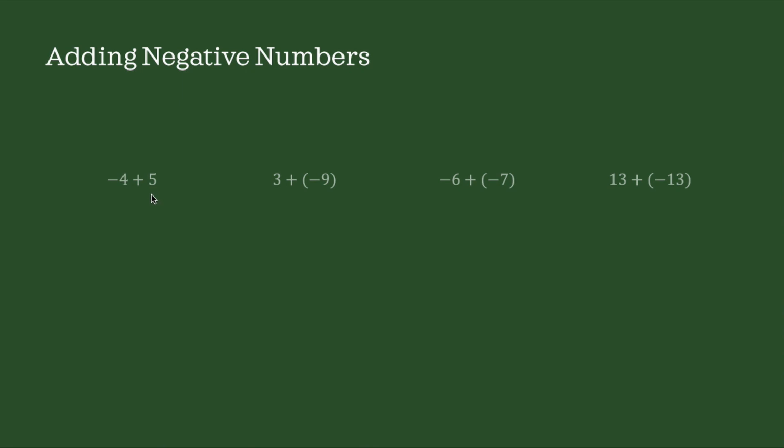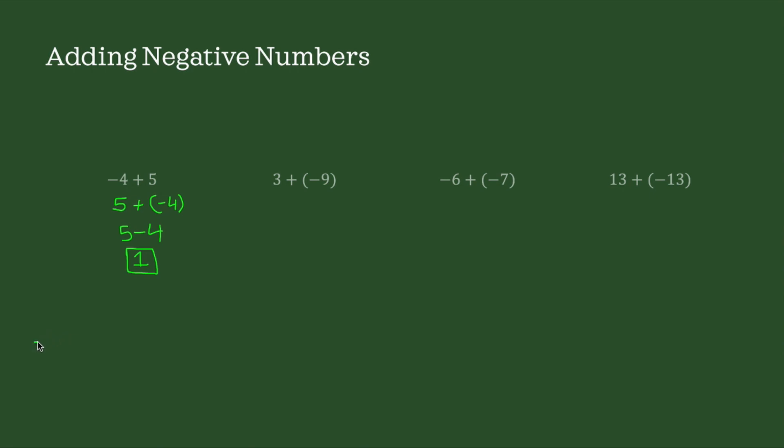And to make this easier, we can switch these around using the commutative property and make this 5 plus negative 4. And remember, adding a negative is the same as subtracting a positive. So this is the same thing as 5 minus 4, or 1. So 1 is our answer. And if you don't get this logic, you can always use a number line until you get this.